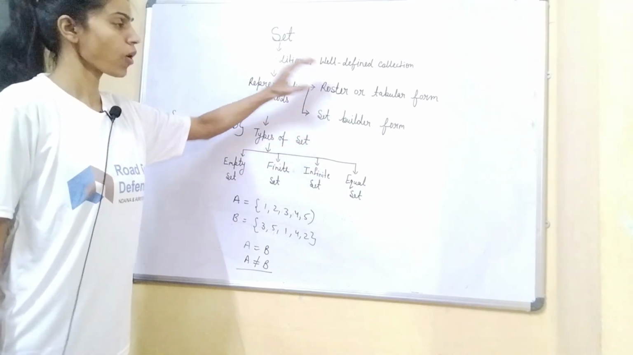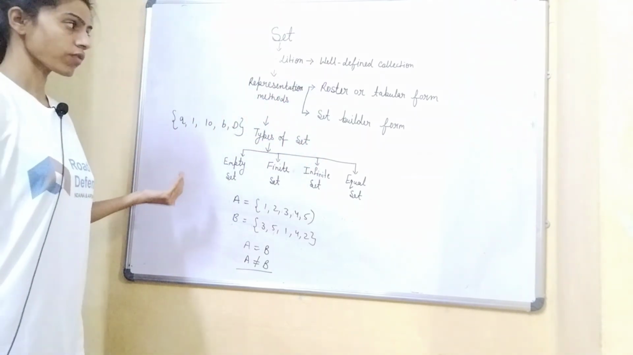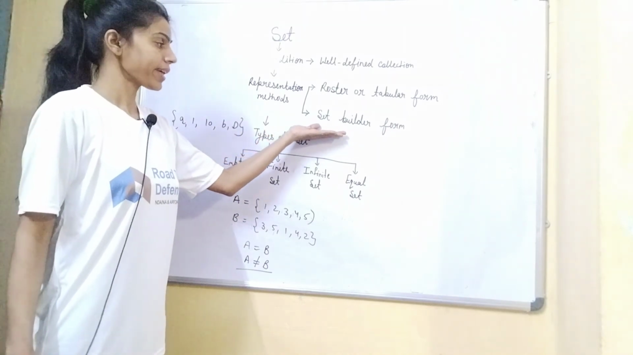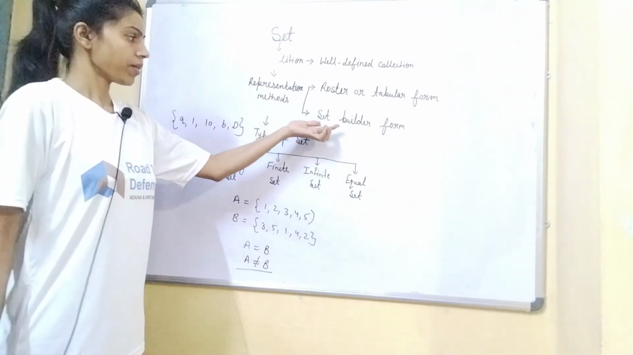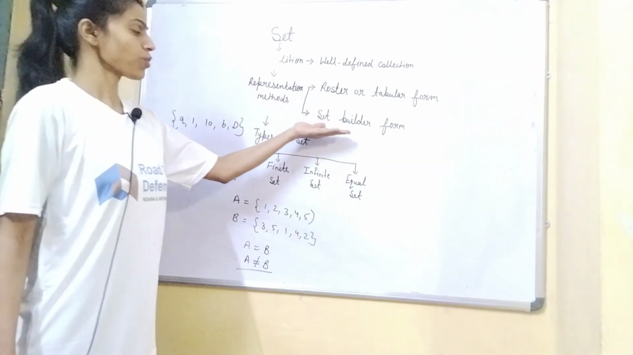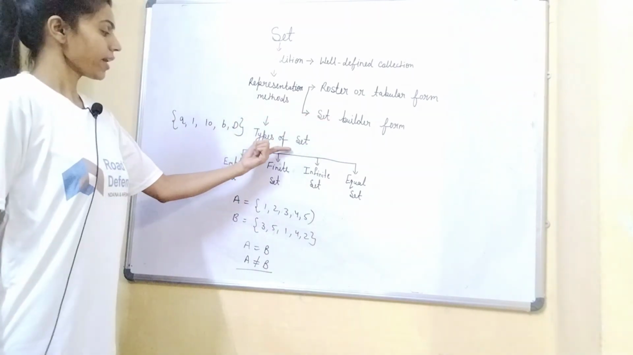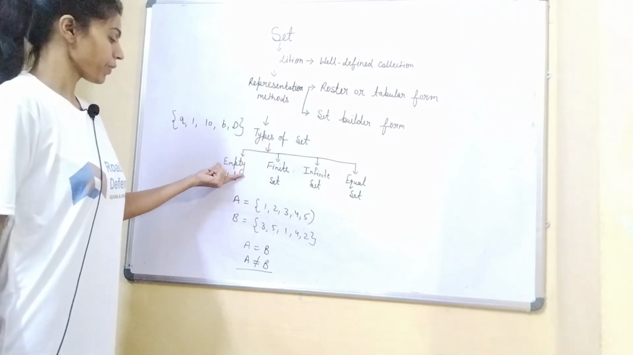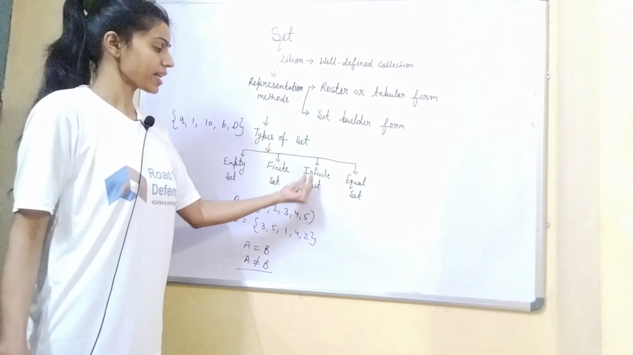Roster form is when we write all the elements of the set, and when we write in a statement which generates all the elements of the set, that is known as set builder form. Then I explained the types of sets: empty set, finite set, infinite set, and then equal set.